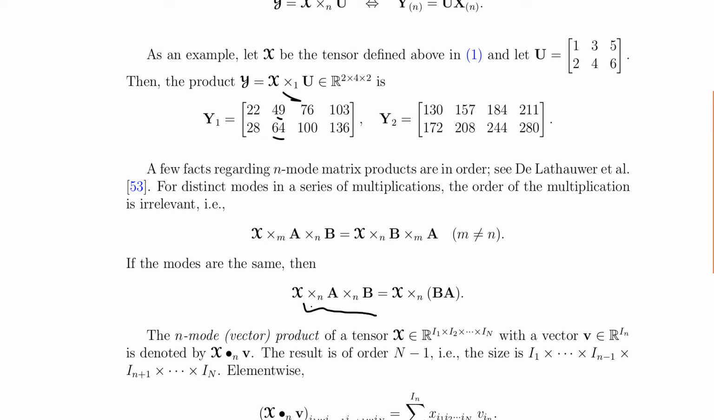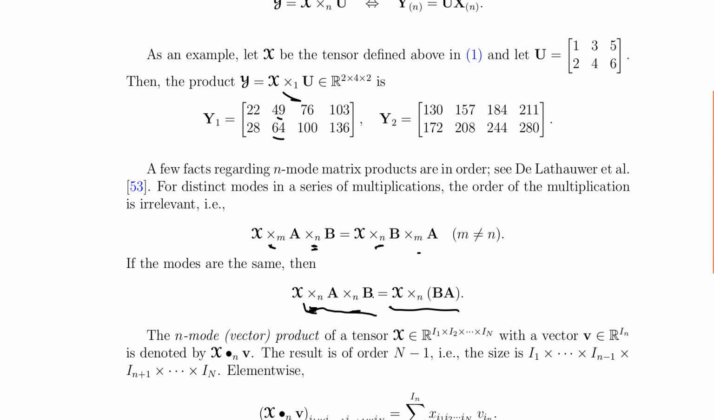Oh yeah. By the way, I will just mention, if I have mode-m and mode-n multiplication and I cascade them together, if m is not equal to n, then the order can be changed, can be flipped. If they are not the same, then I will have this one here.